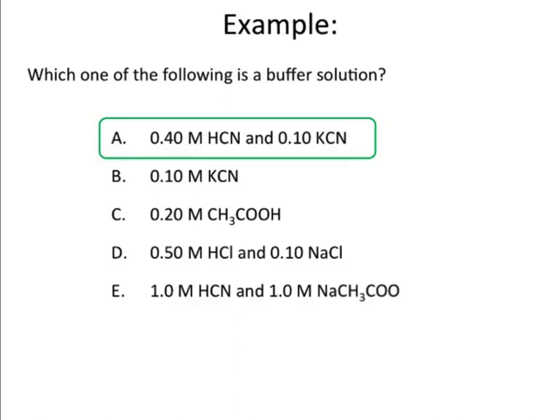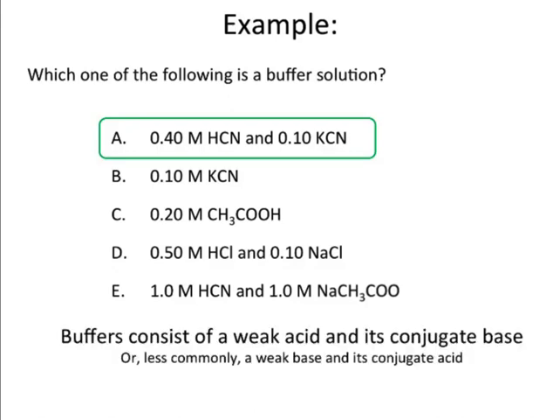Okay, going down this list, the second one, B, is just the weak acid. The third one is just the weak acid. The fourth one, letter D, is a strong acid and its conjugate base, so that doesn't work. And then the fifth one is a weak acid and then the conjugate base of something else. This is sodium acetate. And so, moral of the story, buffers consist of a weak acid and its conjugate base. Or, less commonly, but still possible, a weak base and its conjugate acid.